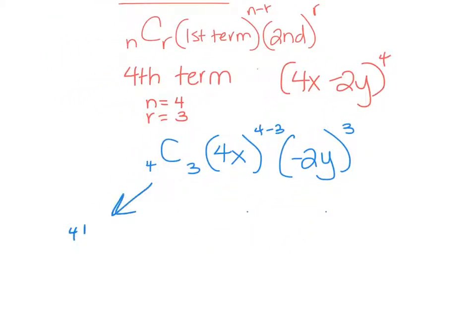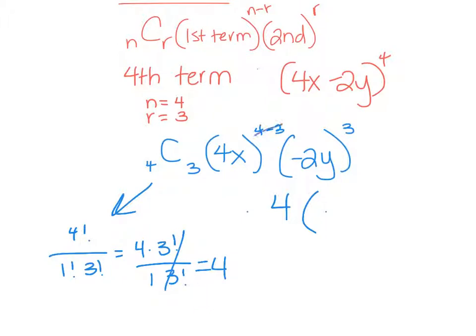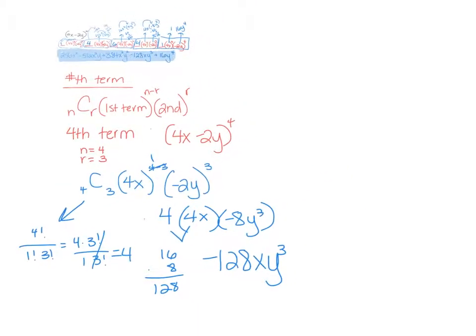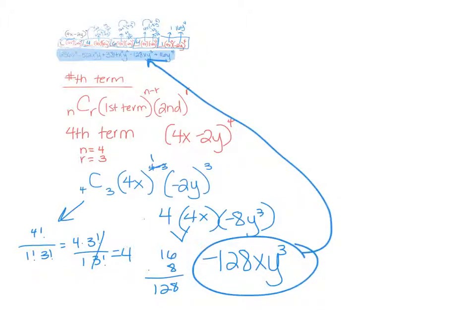So this is 4 factorial over 4 minus 3, which is 1 factorial, times 3 factorial. 4 times 3 factorial over 3 factorial. This is 4 times 4x to the first and negative 8y to the third. So this is 16 times 8, negative 128, x to the first, y to the third. Which matches what we got. Questions on that one?